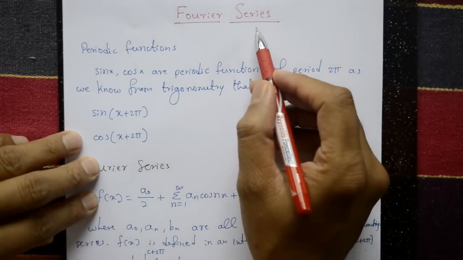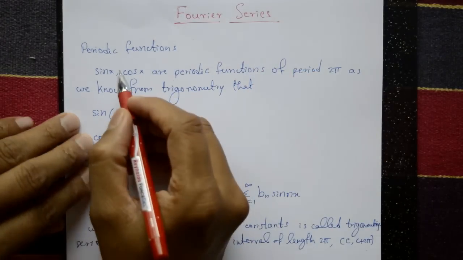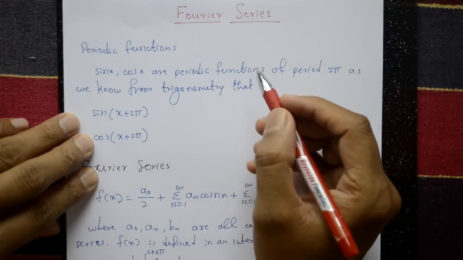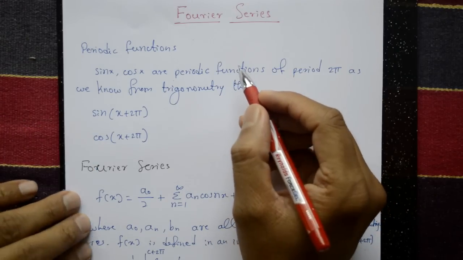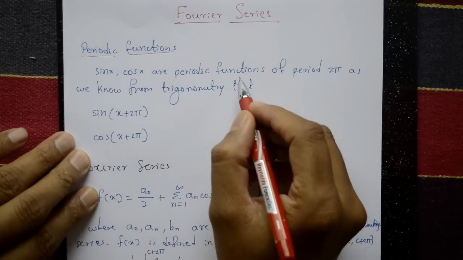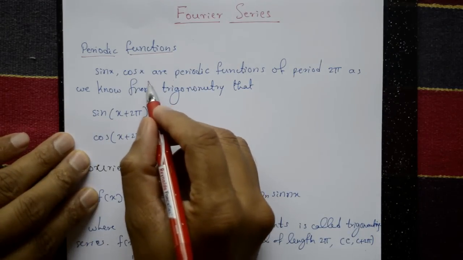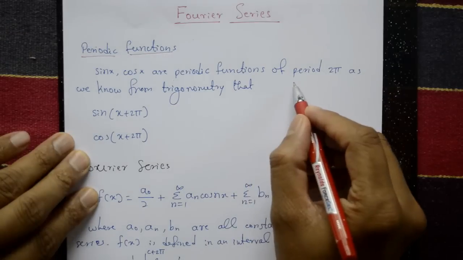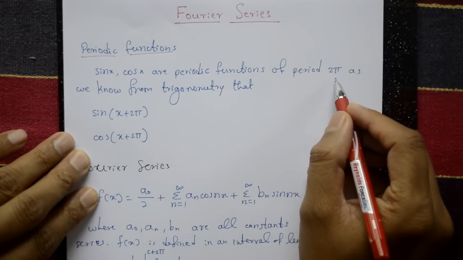Fourier series, first model A. Now first we know some rules in this Fourier series. First is the periodic functions. Sin x, cos x are periodic functions of period 2 pi.